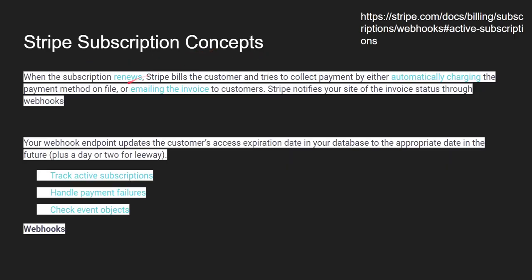Stripe subscription concepts. When the subscription renews, Stripe bills the customer and tries to collect the payment by either automatically charging the payment method on file or emailing the invoice to customers. Stripe notifies your site of the invoice status through a webhook. So you will need to have a webhook that is event-driven, and you can update your database with the current customer status. If it has a subscription active, your webhook endpoint updates the customer's access expiration date in your database to the appropriate date in the future, plus a day or two of leeway. So you will need to track your active subscriptions, handle if the payment fails, and check event objects.